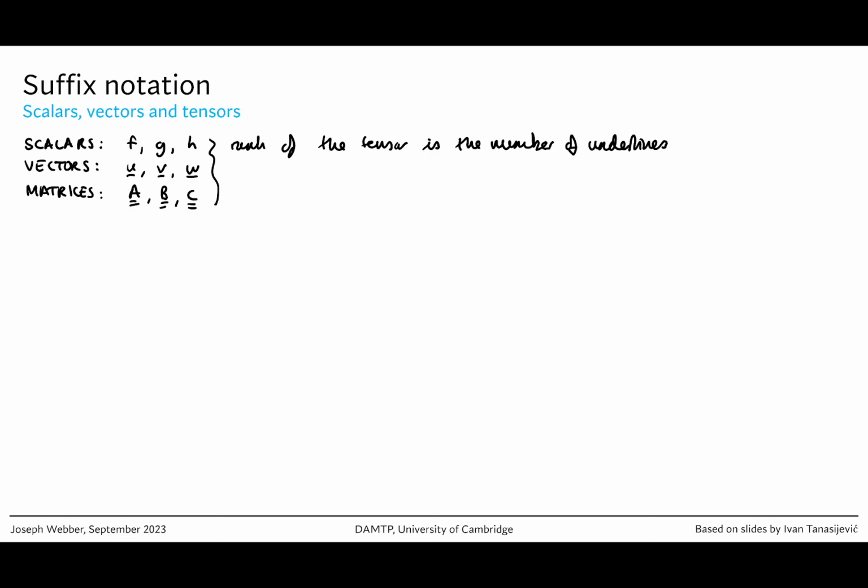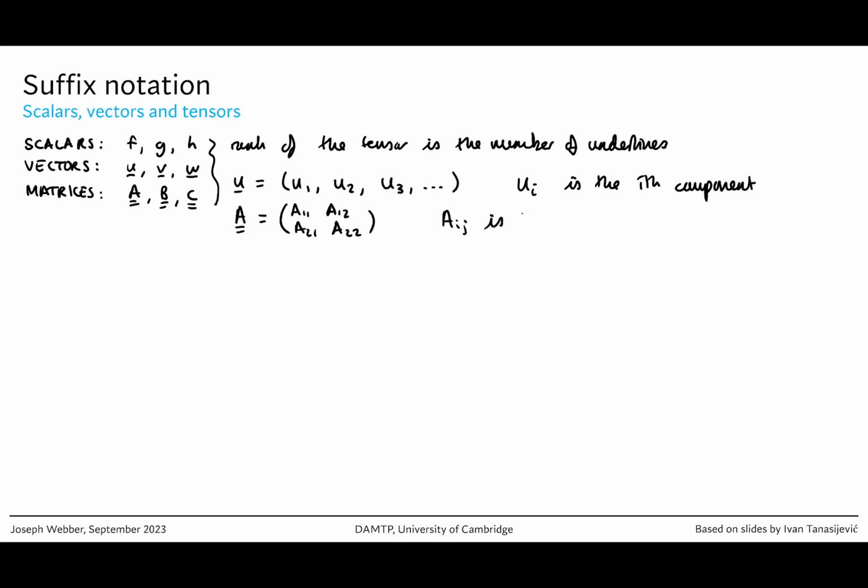And quite often we want to deal with the components of tensors, especially obviously components of tensors of higher rank. So for example, if I have this vector U, which is equal to U1, U2, U3, etc., the ith component will be denoted Ui. U2 is the 2nd component, for example. If we have a matrix, say A is just a 2 by 2 matrix, A11, A12, A21, A22, then Aij is the ijth component. This is all hopefully very familiar.